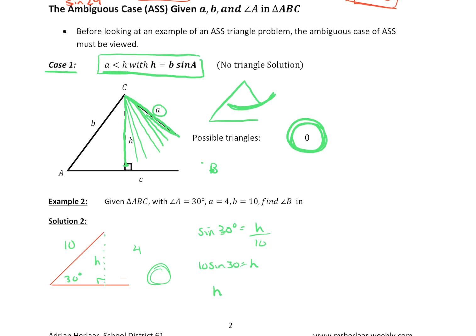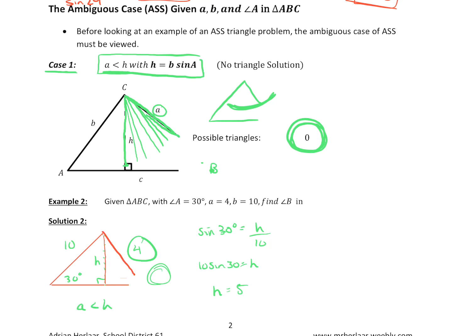My height is going to be 5. But my A is only 4. A is less than H. No possible triangle can be constructed because this arm would be dangling here but would never make it to the length of the height. Now, right away you'll be like, whoa, whoa, whoa, A is less than H, boom, we're done because this is an ASS triangle.